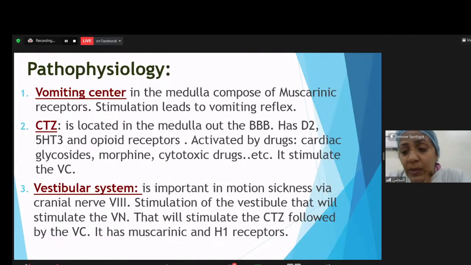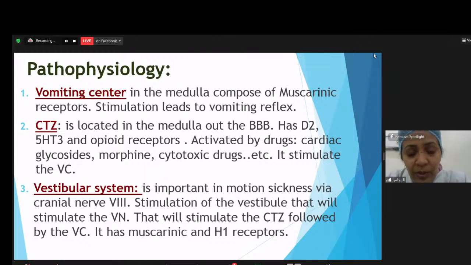You always have to remember this. All the other centers are within the central nervous system, but the chemoreceptor trigger zone is outside. It has dopamine, serotonin receptors, opioid receptors, you have to know that, and cannabinoids. It is activated by different drugs like glycosides, morphines, kinin, a lot of drugs that can stimulate this chemoreceptor trigger zone. It stimulates vasoconstriction and an increase in the blood pressure.